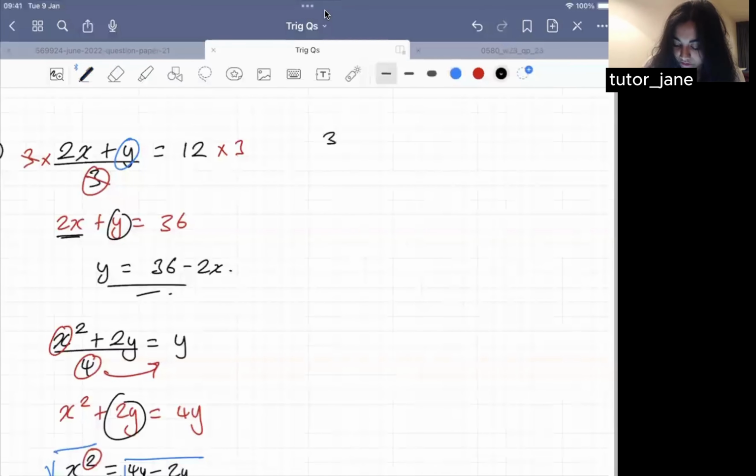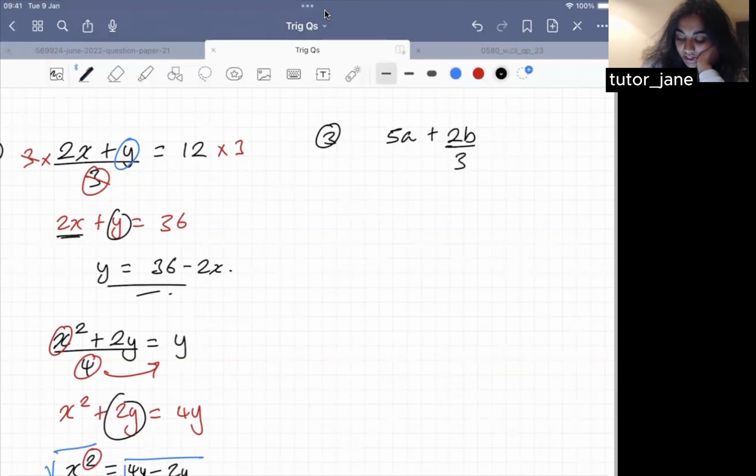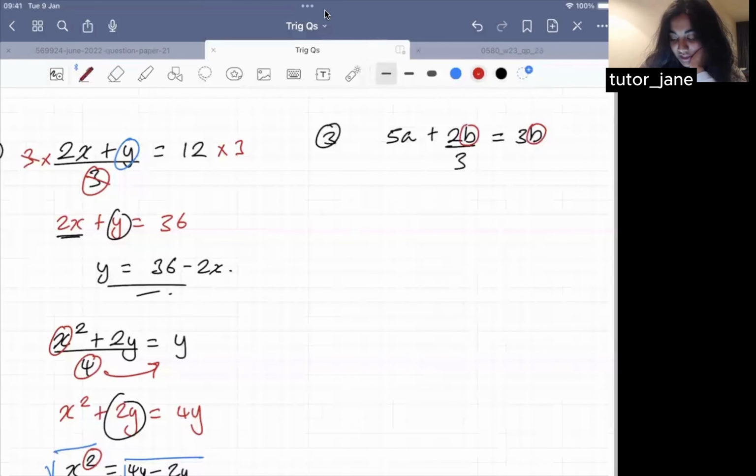So let's do question 3. Let's say we had 5a plus 2b minus, let's say, 2b over 3 equals 3b. Yeah, why not? So now I want you to make b the subject of the formula. This is slightly different because we have 2 b's, so we're going to have to collect the terms before we get the b on its own. Let's go through this question where we're going to make b the subject of the formula.